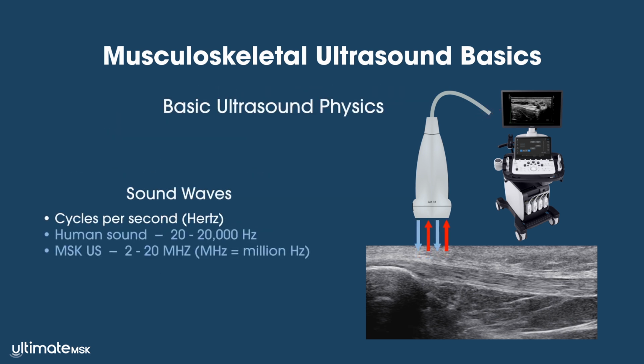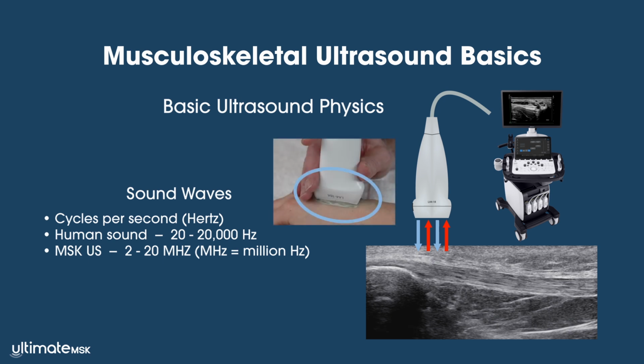Sound waves are measured in cycles per second, known as hertz. Human hearing ranges from approximately 20 to 20,000 hertz. In contrast, the sound waves produced by an ultrasound machine are typically in the range of 2 million to 20 million hertz. This incredibly high frequency does not travel well through air, but propagates readily through fluid. To enable the transmission of ultrasound signals from the transducer into the body, ultrasound gel is used to eliminate air gaps and facilitate the propagation of sound waves into the target tissues.